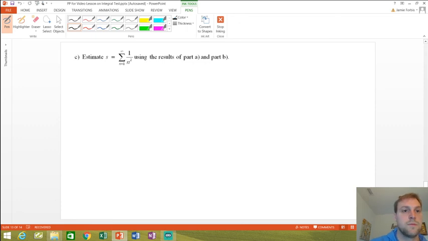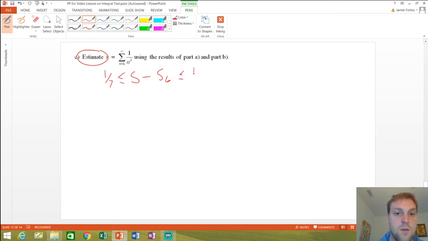So now it wants us to estimate the sum using the results from part A and part B. So here's what we're saying. If I want to estimate S, I know that S minus S sub 6, that remainder, is going to be between 1/7 and 1/6. Okay, so if that's the case, then I'm going to plug in some values and solve for bounds for s.